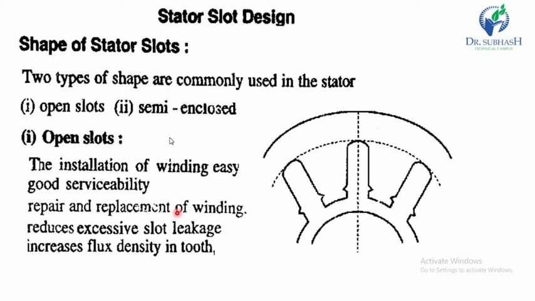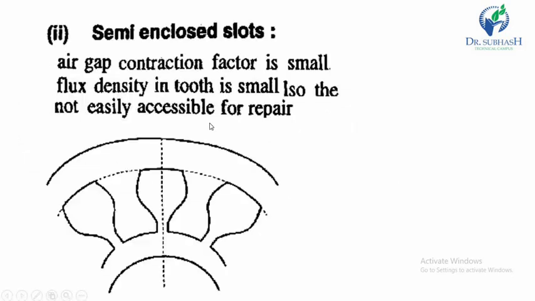Whereas in the semi-enclosed slot, in the figure we see that the slot opening is much smaller than the width of the slot. So in this type of slot, assembly of winding is more difficult and also takes more time compared to our open type slot.